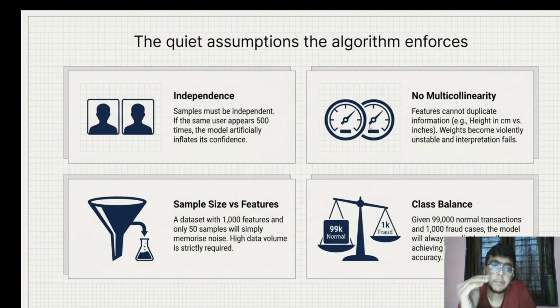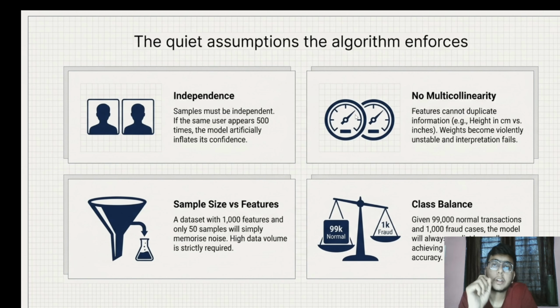Means sample must be independent. If the same user appears 500 times, the model artificially inflates its confidence. Means if the same user has 500 mails and all mails are normal, then the model gets confidence on that user. When this user provides another mail, however it is fraud, our model will predict this mail as a true or normal mail. This is the limit. This is the assumption of logistic regression.